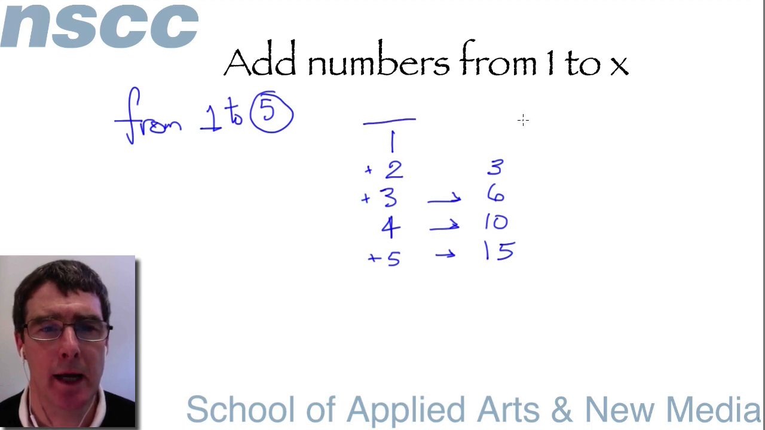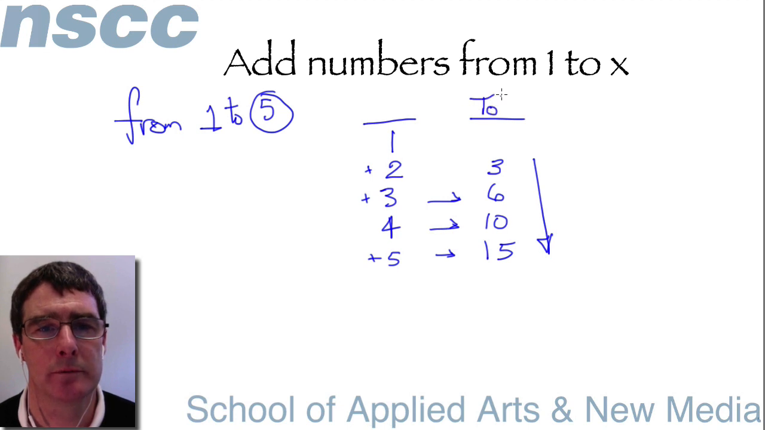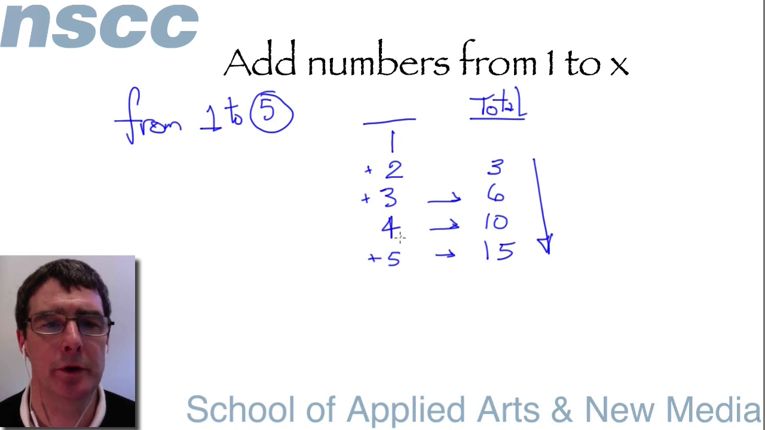So if we look at variables that we would need in our program to keep track of these things, you see this here is like a running total. So we'll just call this total. 1, 2, 3, 4, 5. This is just some type of counter which is going from 1 to whatever x is. So this is our x. So let's just call this count.